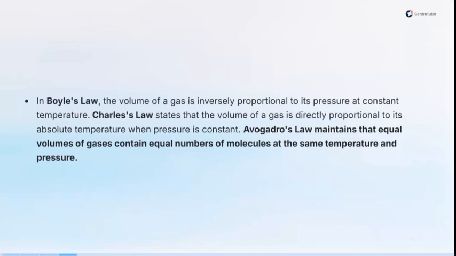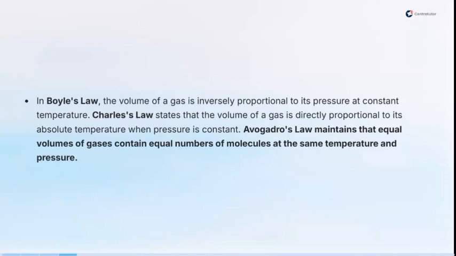From our former lesson, we know that Boyle's law states that the volume of a gas is inversely proportional to its pressure at constant temperature. And we also learned that Charles' law states that the volume of a gas is directly proportional to its absolute temperature when pressure is constant. I told you in the previous class that both laws, Boyle's and Charles' law, are talking about volume, but now we're seeing how it varies under different conditions, like changing pressure and changing temperature.